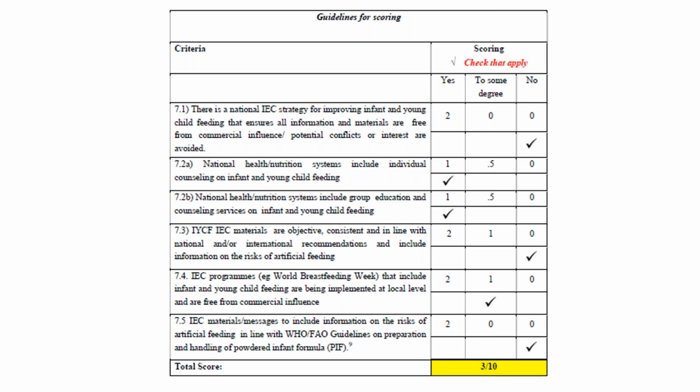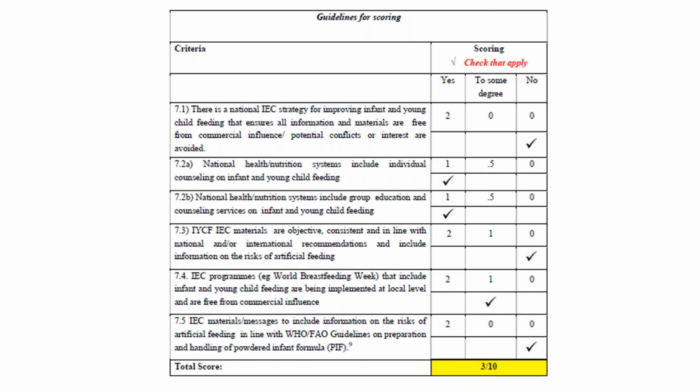7.2, do national health systems include individual counseling on infant and young child feeding? Hooray, WIC. This is where we managed to score a solid point. And 7.2b, do national health and nutrition systems include group education and counseling services on infant and young child feeding? Yay, WIC. We scored another point there. But do they include information on the risks of artificial feeding? Usually not. We scored another point for World Breastfeeding Week being for commercial interests.